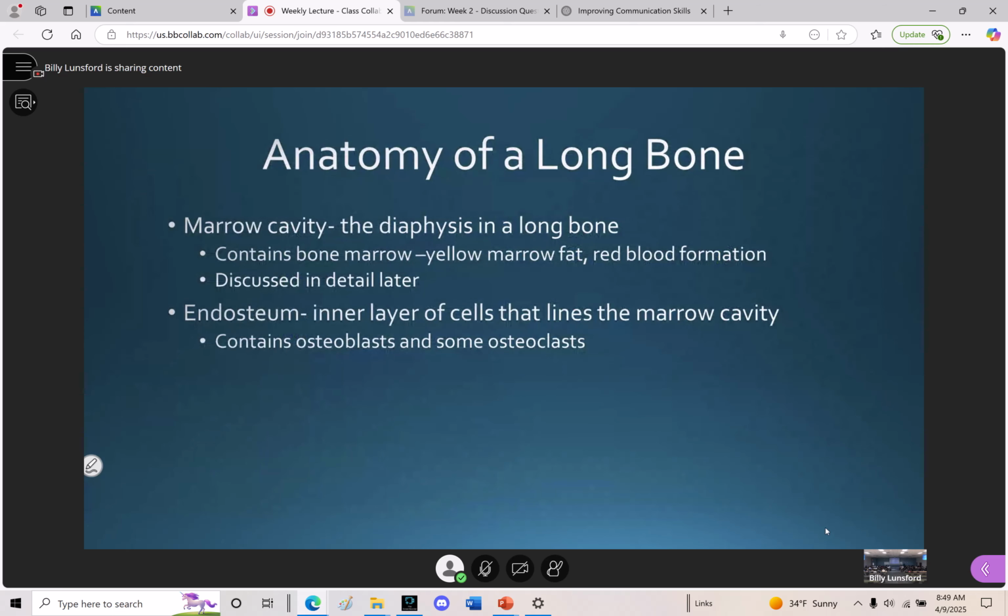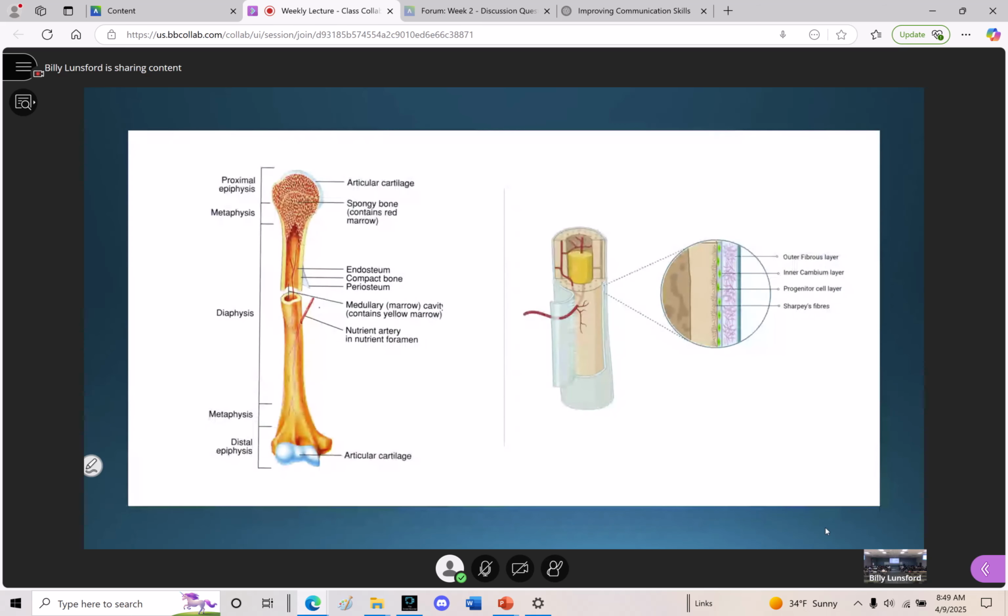Inside the bone, we have a marrow cavity. This is typically in the diaphysis of the bone, and that's where we're going to see the yellow marrow and the red blood marrow, which we'll talk about a little bit later. The inside of the bone, if we look at it, you see this inner layer where the marrow is? If we remove the marrow and we're just standing inside of a bone, if we touch out to the boundaries of the bone, it's covered with this stuff called the endosteum.